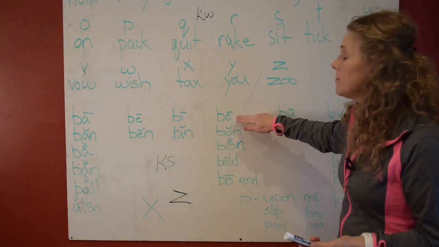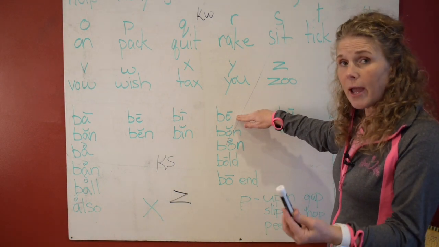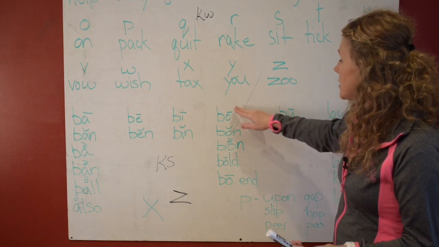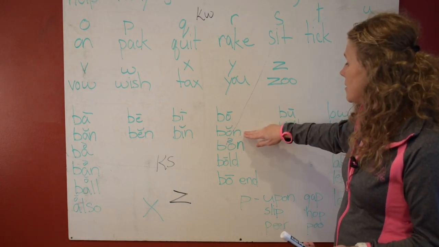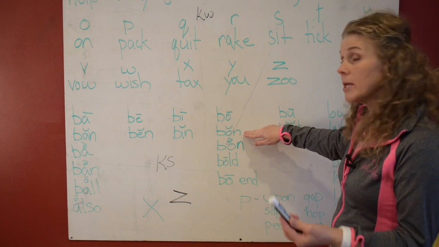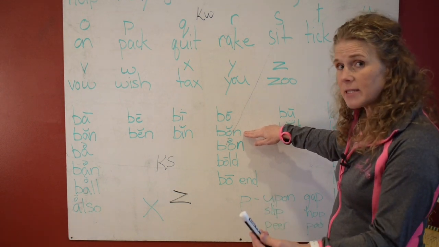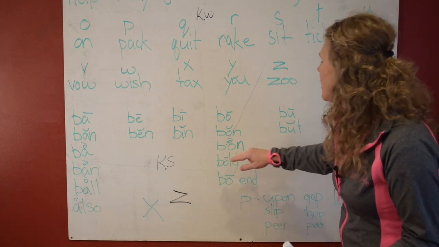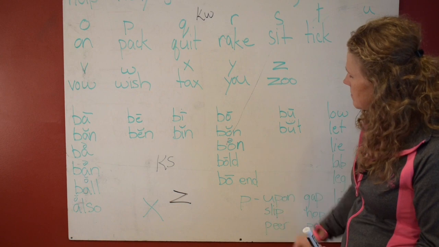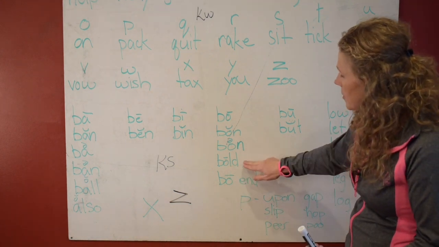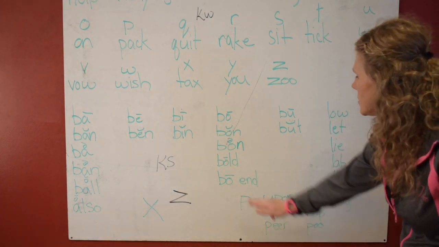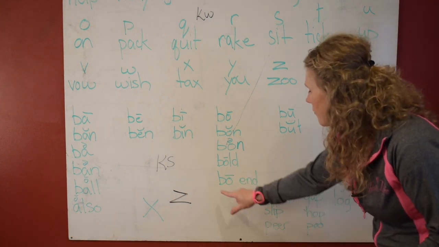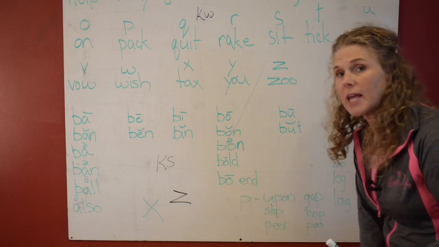Now, O's can be tricky, but open O's will always say O. Almost always. And it doesn't matter if it's accented or not. But closed O's, it will matter. In the accented syllable, it will say bon. If it's unaccented, it will say bun. And then we have our unit syllables, bold. See how it's saying O. And if it's at the end of the word, the O will say O.